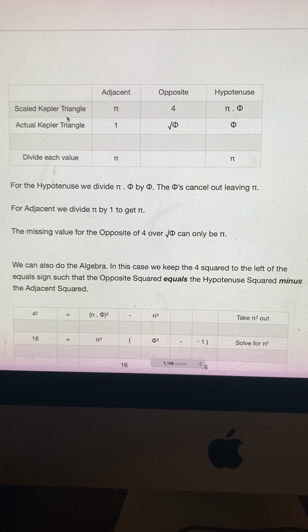The scaled Kepler triangle has an adjacent of pi, opposite of 4, and hypotenuse of pi times phi. Actual Kepler triangle is 1, square root of phi for the opposite, and phi for hypotenuse. For the hypotenuse, we divide phi times pi by phi. The phis cancel out, leaving pi. For adjacent, we divide pi by 1 to get pi. So the missing value here for the opposite of 4 over the square root of phi can only be pi.